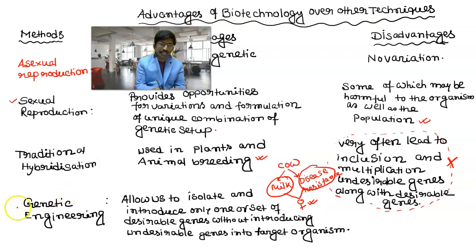The other technique is genetic engineering, which overcomes this hybridization problem and allows us to isolate and introduce only one set of desirable gene without introducing undesirable genes into target organisms.